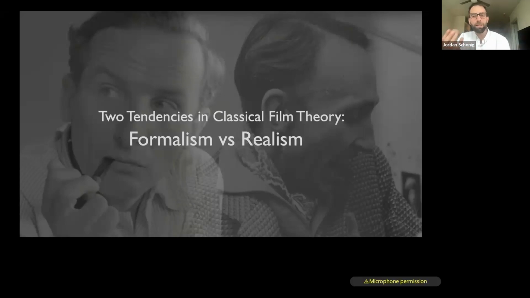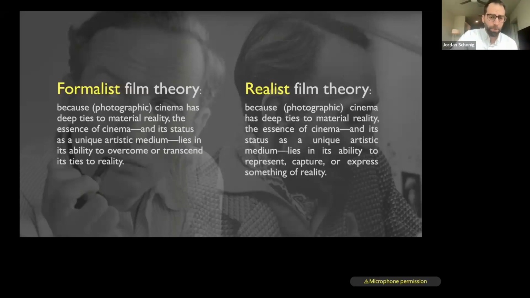One major tendency or polarity in classical film theory is between what's known as formalism and realism. Those terms don't mean the same thing that they mean in aesthetic philosophy. They're rather broad names for general tendencies. And so I'd like to simplify these two tendencies in this particular way.